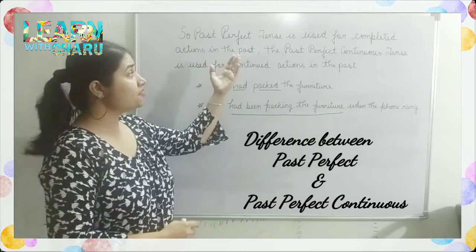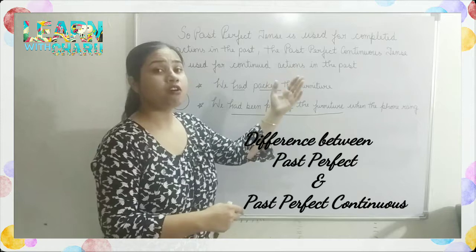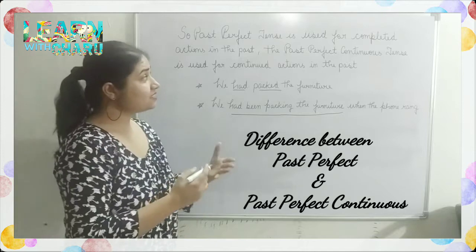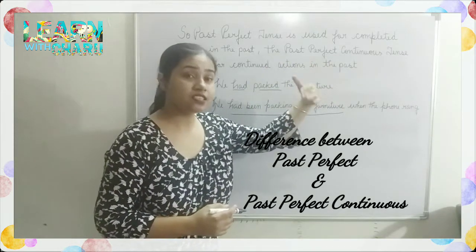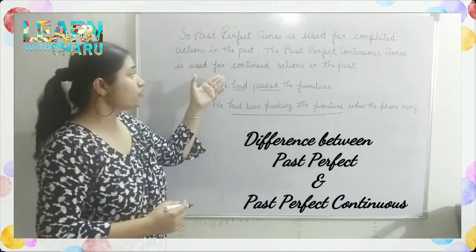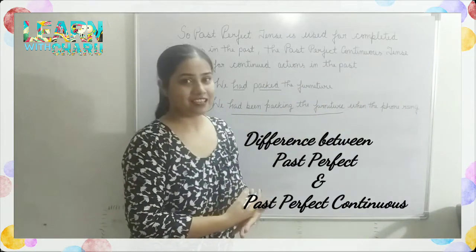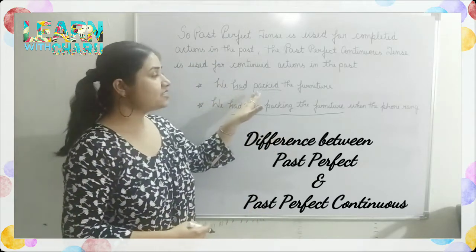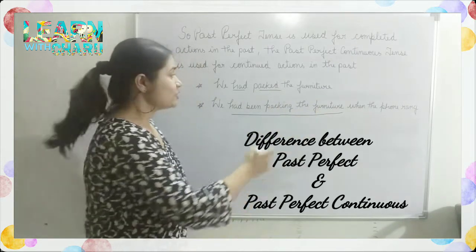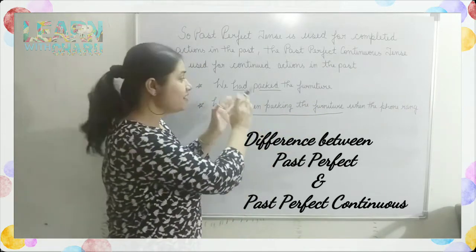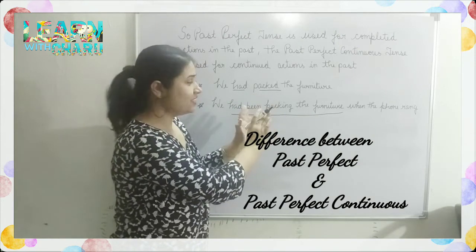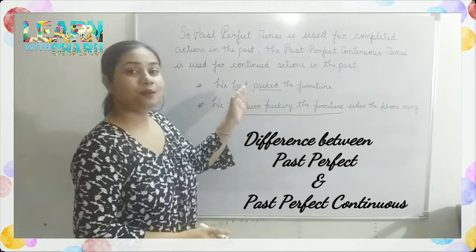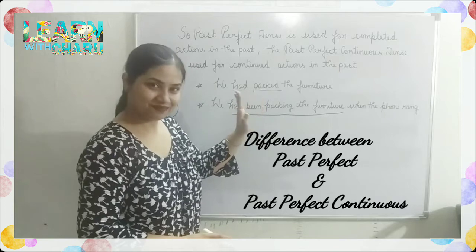So, past perfect tense is used for completed actions in the past. Okay? And the past perfect continuous tense is used for continued actions in the past. Right? So, look at the example first. We had packed the furniture. So we had packed means here action is completed, right? So we had packed the furniture, and it is past perfect tense, right?